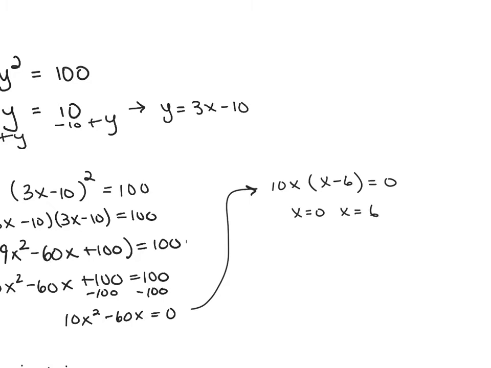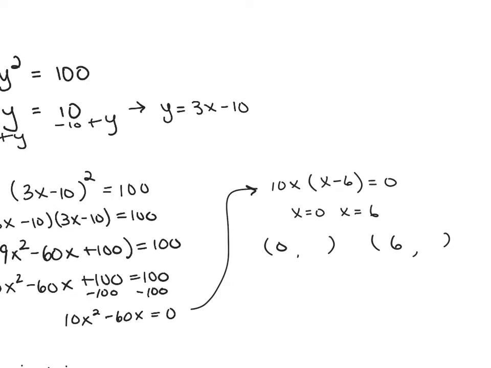So what we have then are 2 points of intersection, but all we know are the x values of those points of intersection. What I mean by that is we have 1 point of intersection with an x value of 0 and another point of intersection with an x value of 6. What we don't know are the y values for those points of intersection.